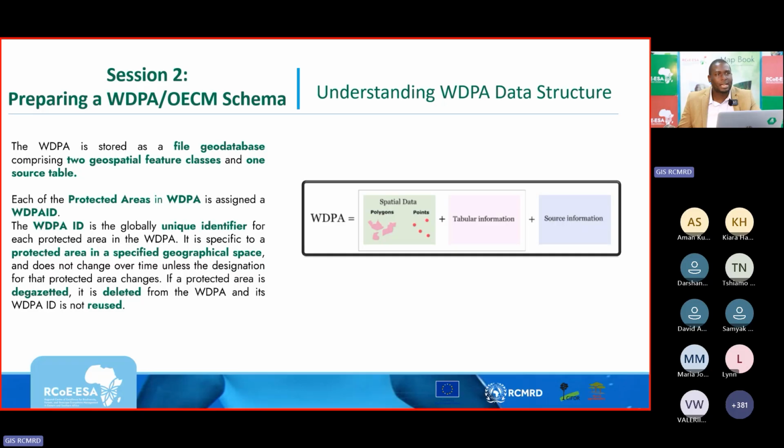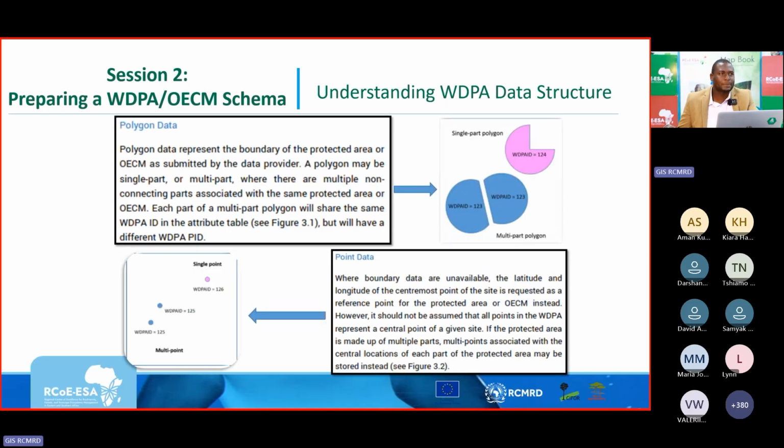Just to mention that each protected or conserved area that is input in the WDPA or WD-OECM has a unique identifier called the WDPA ID. It is very specific and unique to each site and is not reused. If a protected area is degazetted, that WDPA ID is deleted. So it is used for unique identification of protected and conserved areas.